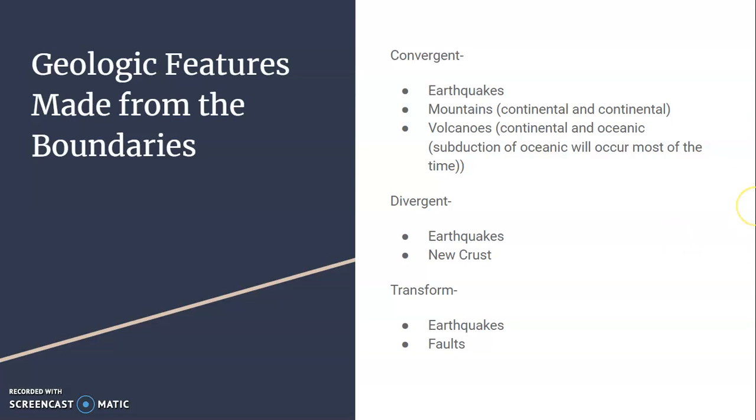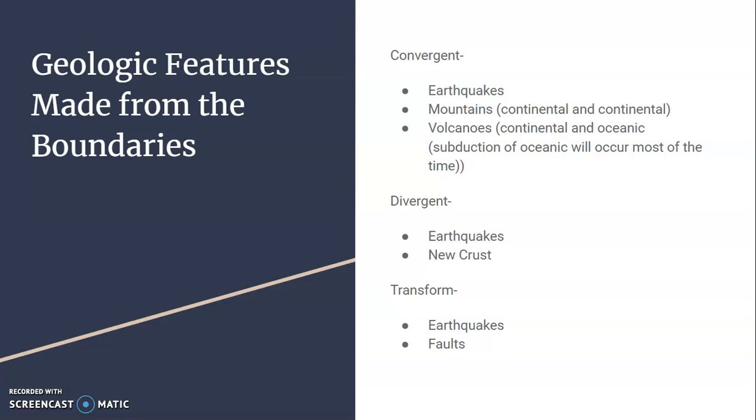So when two plate boundaries come together, anytime plates move, they can make earthquakes, okay? When two plates come together, if it's a continental plate and a continental plate, two land plates crash together, that can form mountains. Volcanoes can also be formed at convergent boundaries as well. Usually volcanoes are made when a continental and an oceanic plate come together. Now what's going to happen there is something called subduction. And what's going to happen is that the oceanic plate will subduct underneath that continental plate because it's a lot more dense.